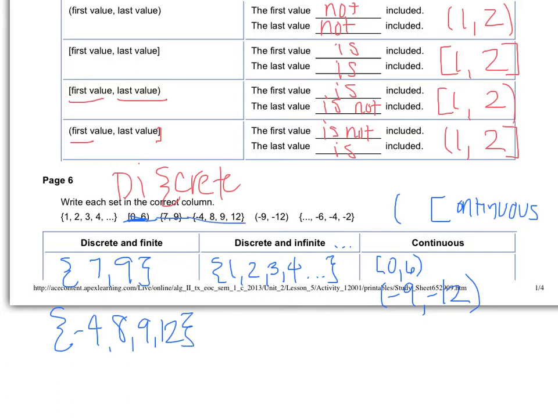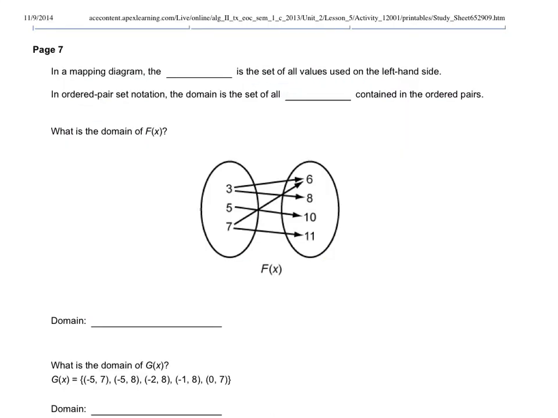And the last one, because it has the dot, dot, dot in there, that means it's discrete and continuous. So it goes from -6 to -4 to -2. I forgot my dot, dot, dots at the beginning. So in a mapping, mappings are ways that we write ordered pairs.